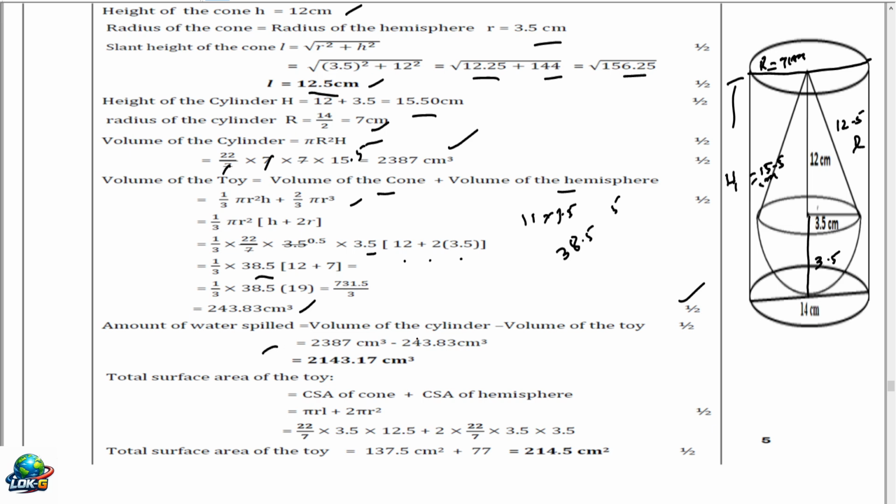Amount of water spilled out is the volume of the cylinder minus the volume of the toy. Right? And that is given by 2387 minus 243.83. If you subtract, you will get 2143.17 centimeter cube.